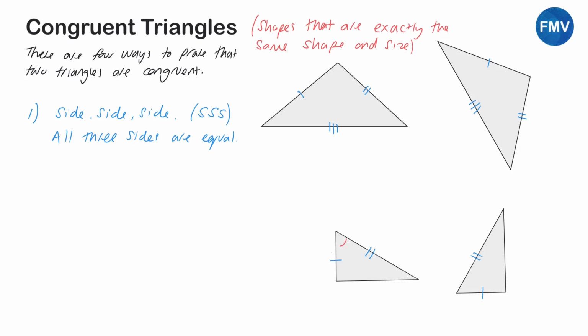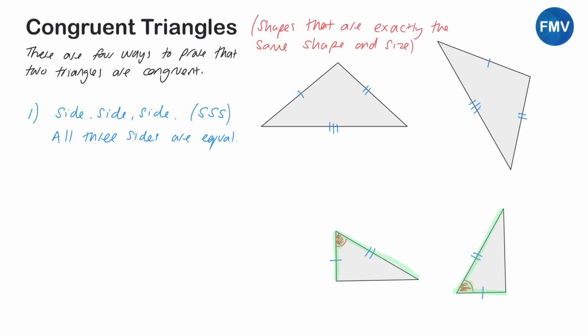So in this case, this angle here and this angle here. Now remember, it's the enclosed angle. So in this case, we're looking for a side, angle, side. Notice my pen didn't come off the paper. So again, side, an angle, and a side.